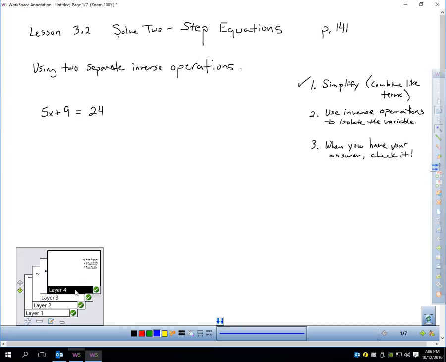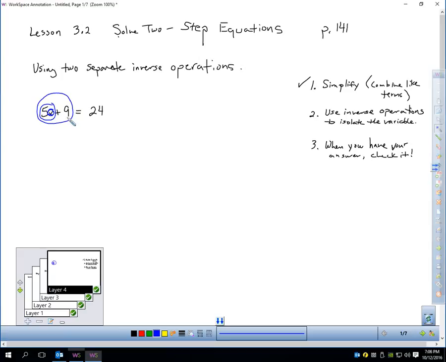So I'm going to draw with a blue pen. I'm going to draw an onion. Now the center of the onion is always the variable. There's the center of my onion. What's the next closest thing to the variable? It's this 5. That's the next layer of my onion. The plus 9 would be the outside layer of the onion. So I want to peel away the onion, and I want to get to x.